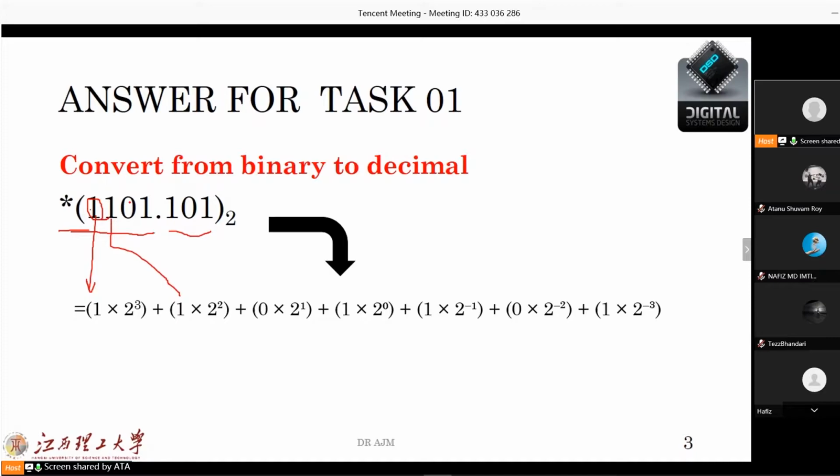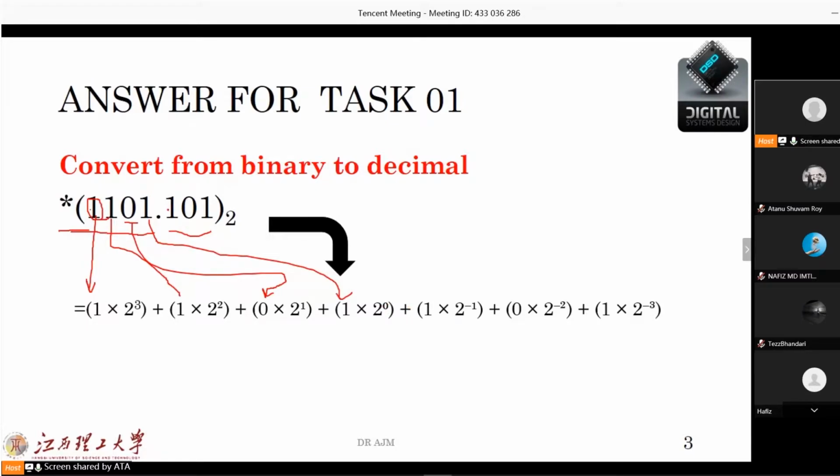Another one, suppose this number. How many numbers are in front? 2. We can have base power 2. How many numbers are after this? 1. Okay, then we have the base with the power of 1. And for the last number that we have, you can see that there is no number after it. Then we have 2 to the power of 0.